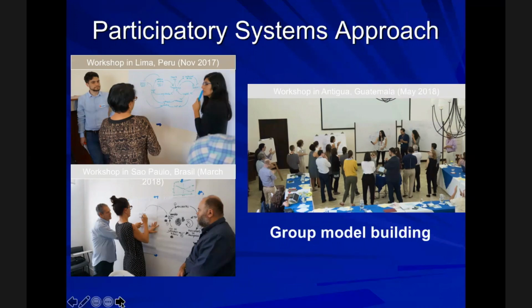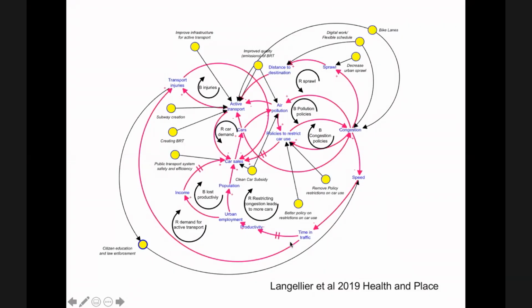And through these approaches, the group comes up with a causal loop diagram. This is an actual systems map that one of the groups came up with. We did this with stakeholders in the Latin American region. They were focused on active transport and thinking about what different kinds of factors affected active transport, and then also identified in the yellow dots some potential interventions and how they might work. So this was a fascinating exercise.